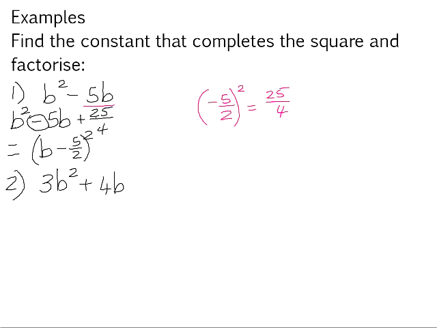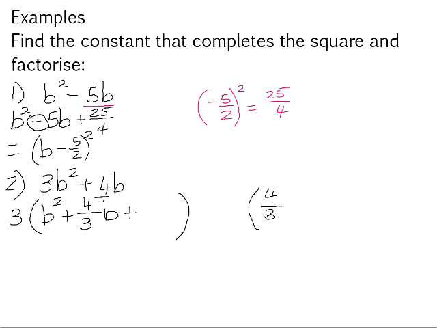Okay. In number 2, before we can complete the square, we first need to take out the 3 as a common factor. Otherwise, we are not going to be able to use our coefficient of the linear term divided by 2 squared. So we're going to take out 3 as a common factor. So we're going to need to divide 4 by 3, because unfortunately 3 doesn't go exactly into 4. And now we can figure out what it is that we need to add to that in order to make it a perfect square. So it's going to be 4 divided by 3.